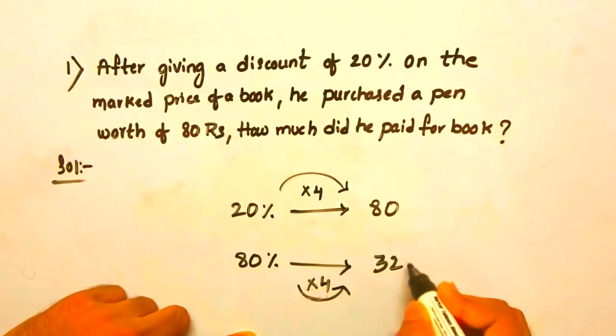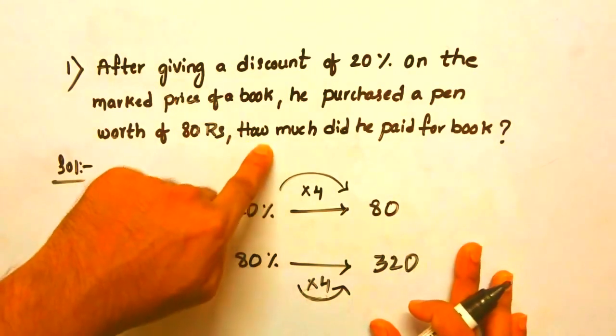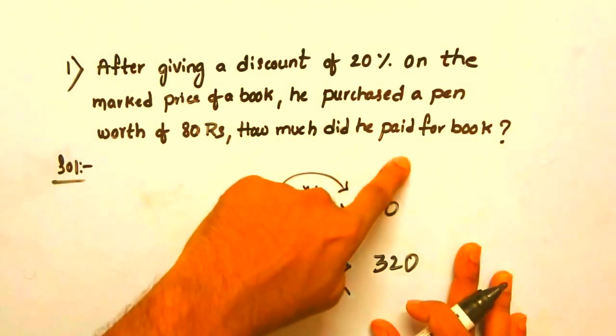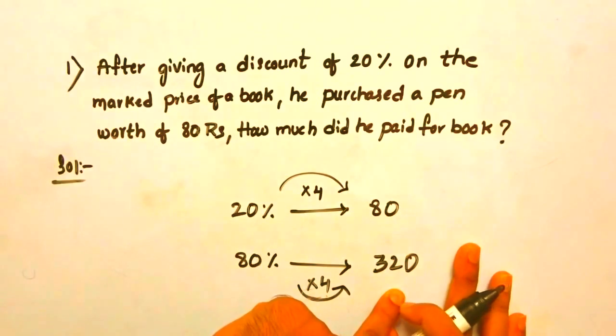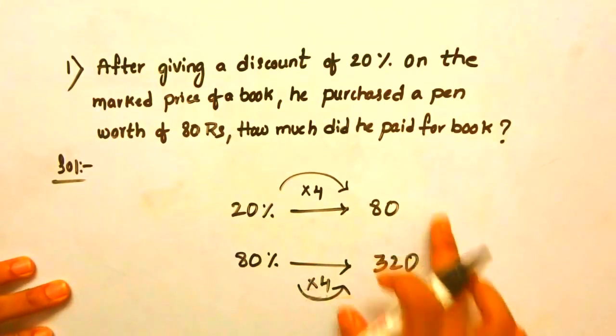So here it is percentage, right? So it becomes 320. So how much did he pay for the book means 320. If they ask what is the total cost of the book, then it is 400. We have to put both values.